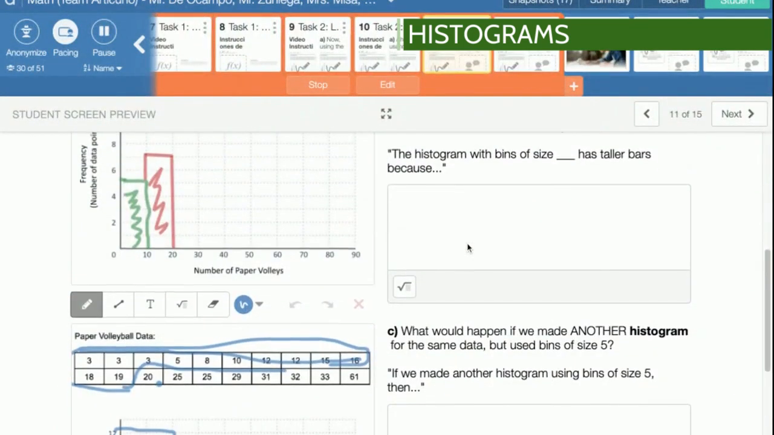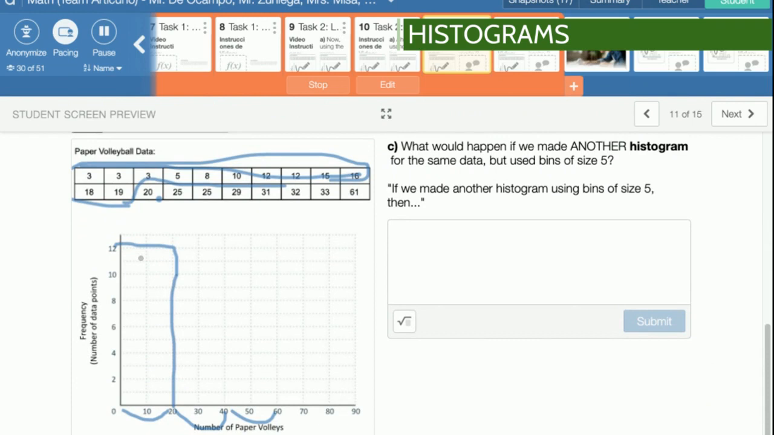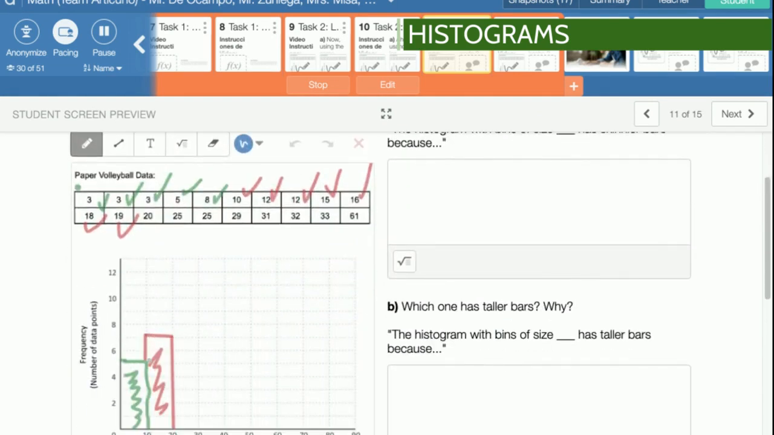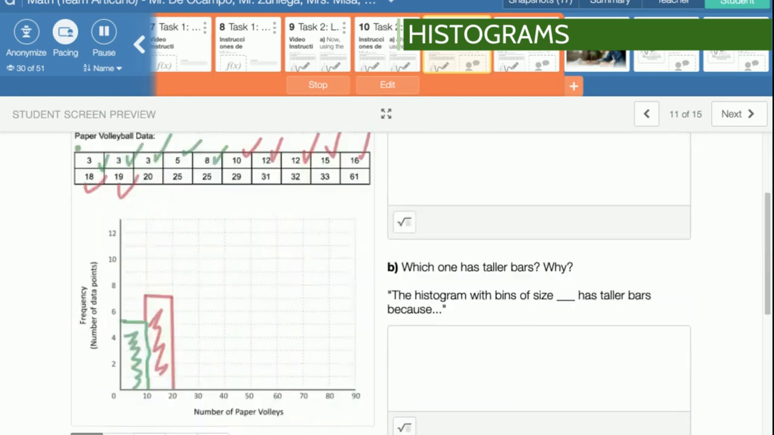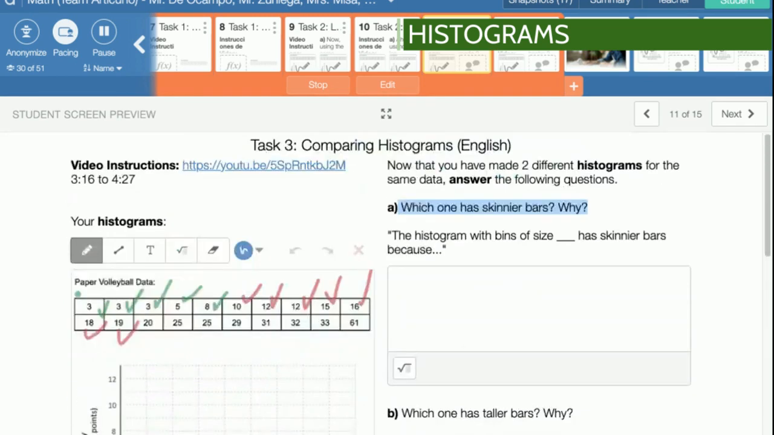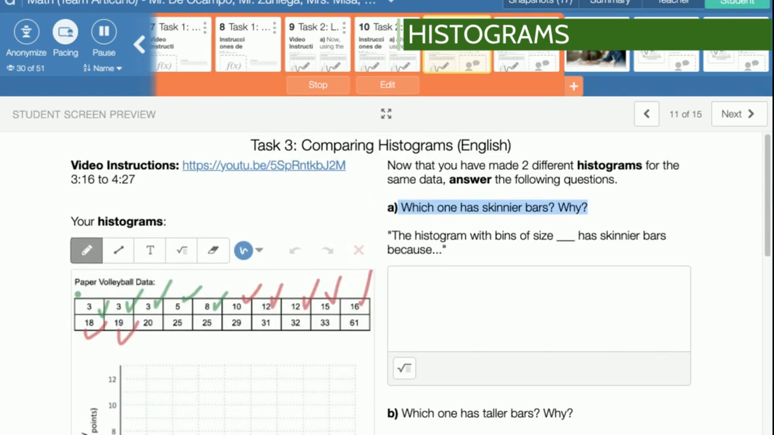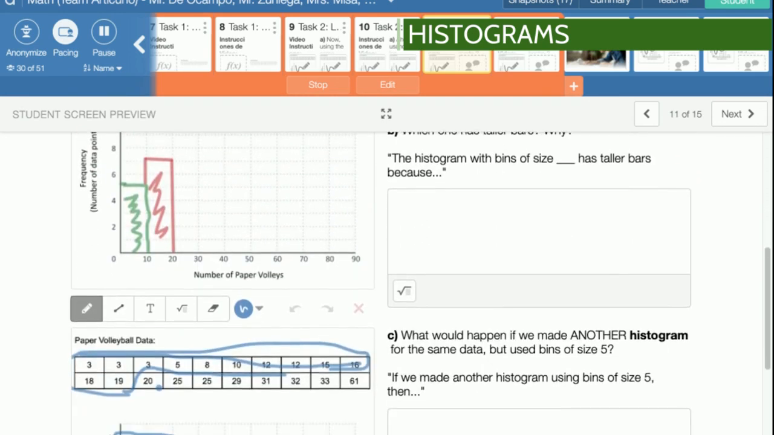All right. Which one has taller bars? So now we're looking for how big these are. So you want to see which ones are taller. This one is 12 tall. This one's 7 tall. And remember, I didn't finish the histogram. So you'll need to do this yourself and check out your bars to see which ones are taller and try to explain why. Like, why do you think that's happening? Okay. And you'll get different answers for that.